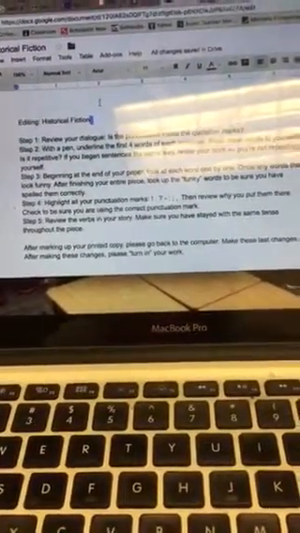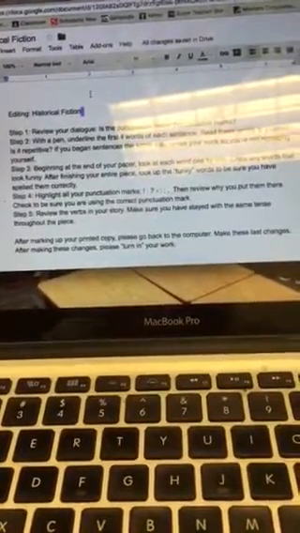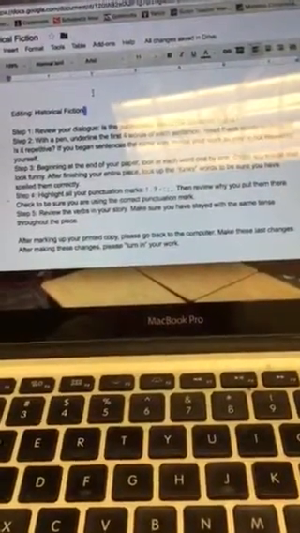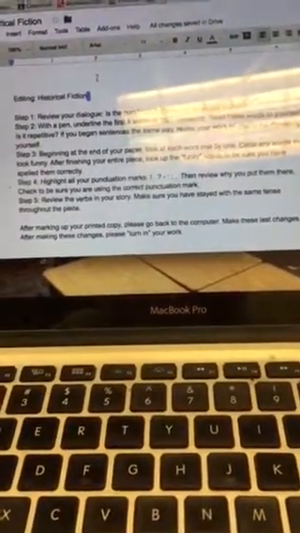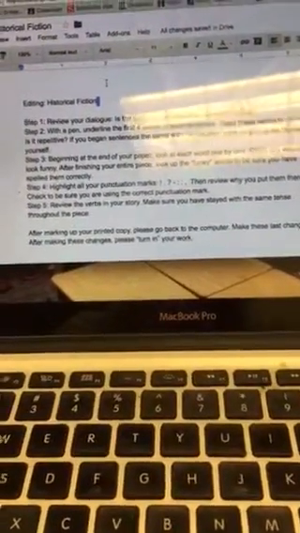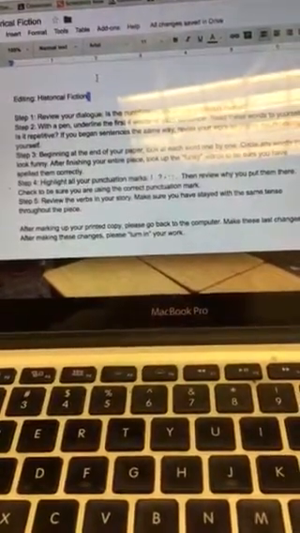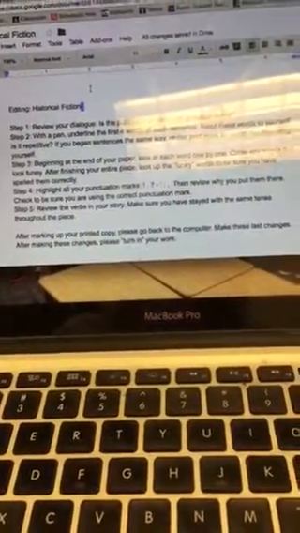And step 5 is to review the verbs one more time to make sure that you have stayed with the same tense throughout your entire paper. If you started to write in present tense, then that is consistent. If you started to write in past tense, then that is consistent.